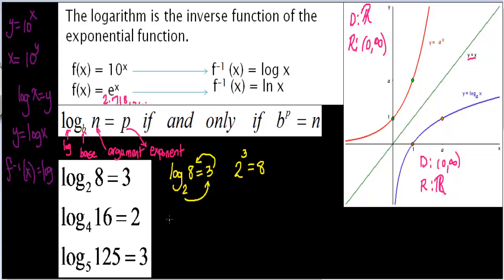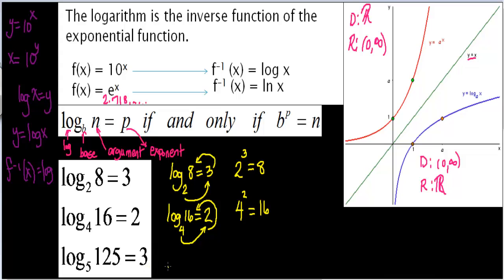Let's do the second one. I have the log base 4 of 16 is equal to 2. How do I write it as an exponential expression? I take the base of the log, which is 4, I raise it to the 2nd power, and I equal that to 16. So this is what it looks like: 4 to the 2nd power equals 16. And notice that these statements are true.